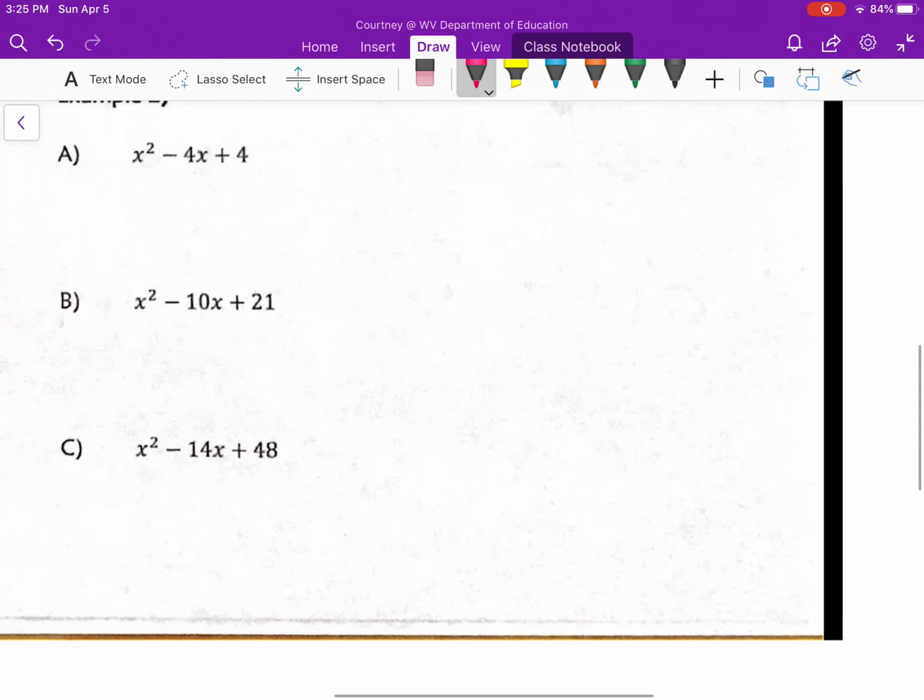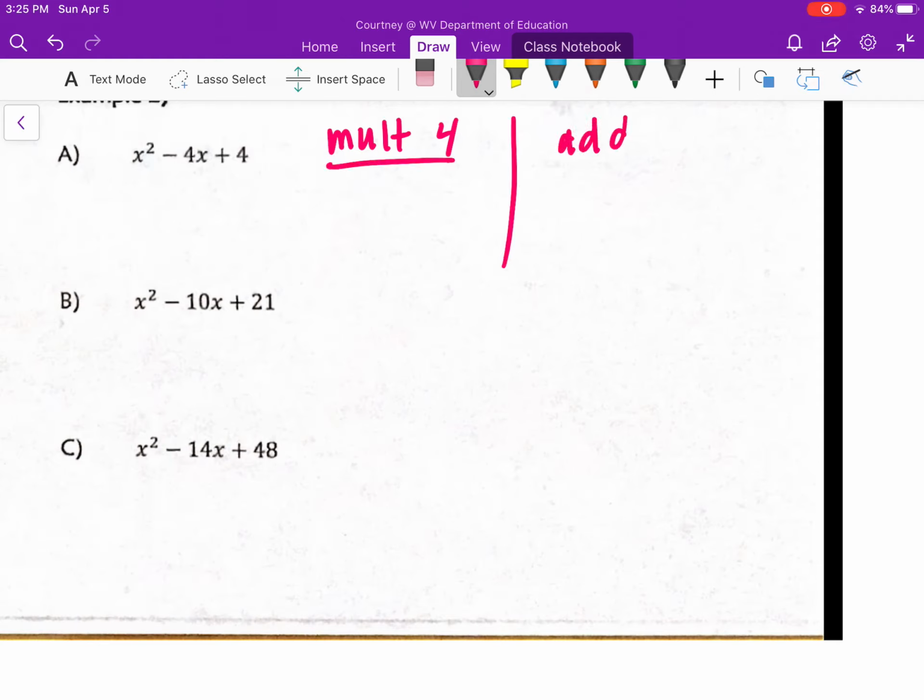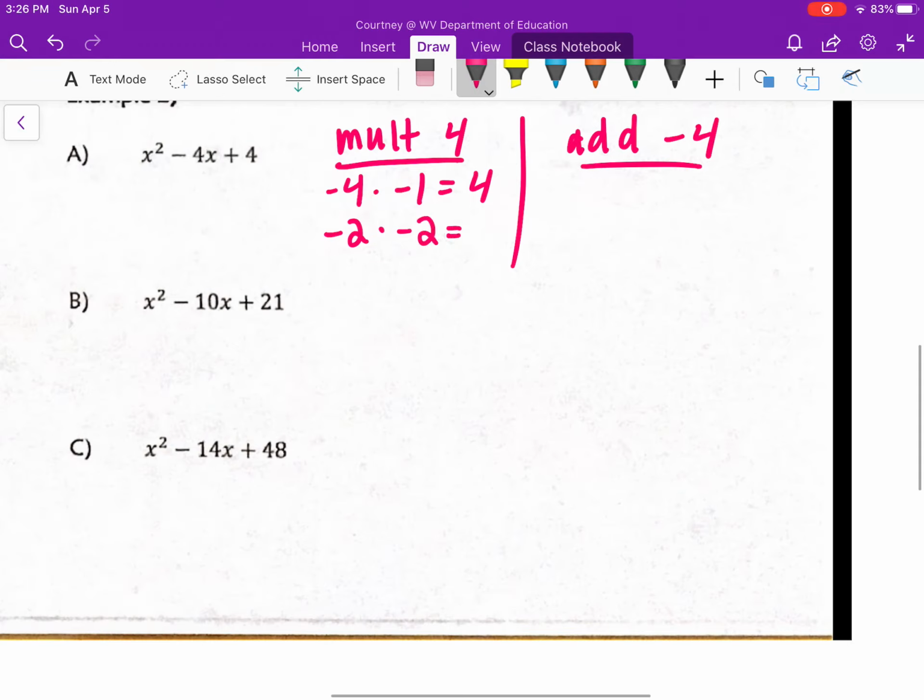All right, so this time we have to have two numbers that multiply to give us a positive 4 and add to give us a negative 4. So both of our answers have to be negative. So for example, what multiplies to give a positive? Two negatives. So a negative 4 and a negative 1 multiply to give us 4, right? Negative times negative is positive. And what else? A negative 2 and a negative 2.